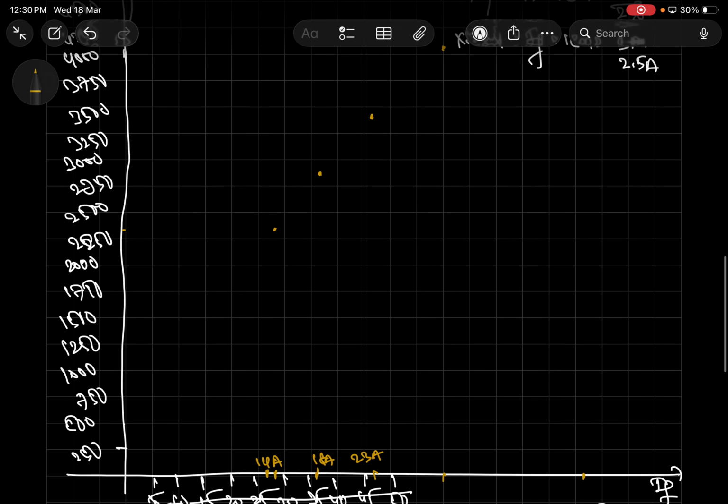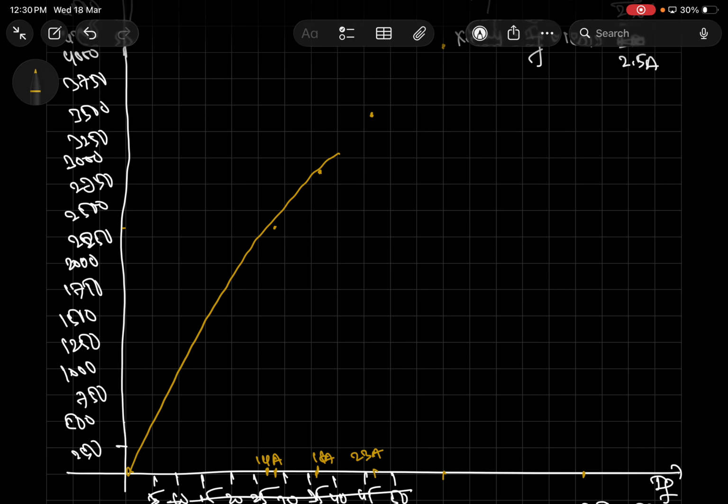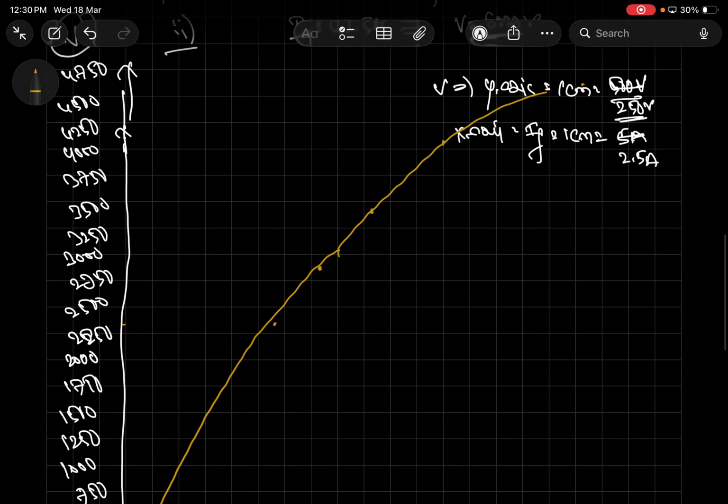Okay. So combining these, we can get the OCC characteristics here. I hope it's done fast. Okay. Combining this, we have got the OCC characteristics.